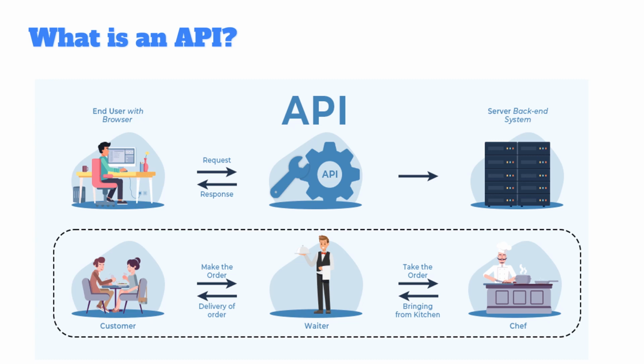If we take the APIs and the applications, the end user with the browser and the backend system with the server, it's the same process that is happening in the below image. You can see the customers are acting as end users with the browser, and the kitchen is similar to the server with the backend system, and the act of the waiter is similar to the operations of the APIs.